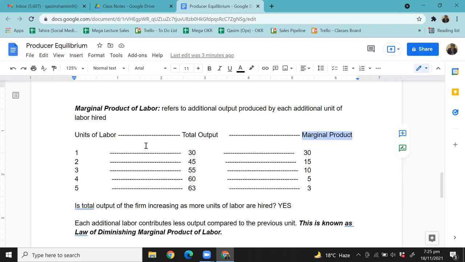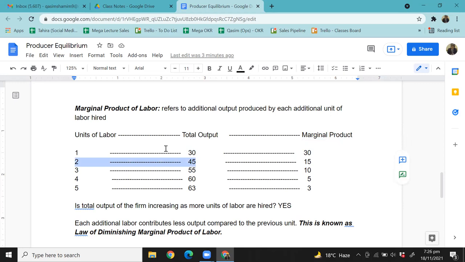Okay. Now, when you hired the first guy, think about this. So your total output increased from 0 to 30, right? Obviously, because when you don't have any labor, then what were you producing? Most probably nothing, right? So your marginal product for the first unit of labor was 30. For the second unit was 15. How did we calculate this? We subtracted 30 from 45. So after 2 units of labor, the total output is 45.